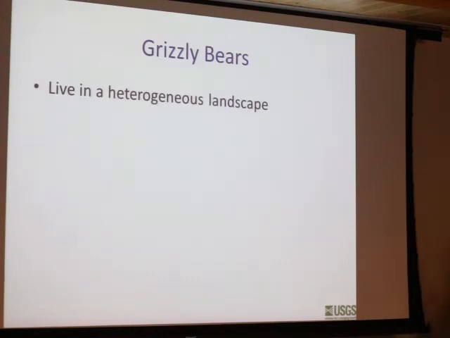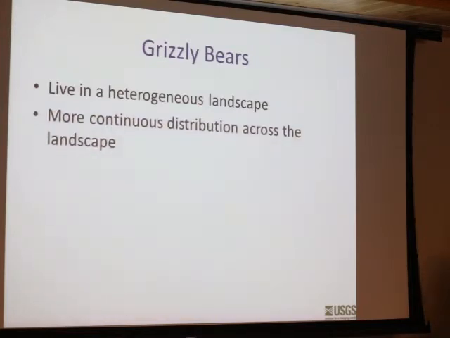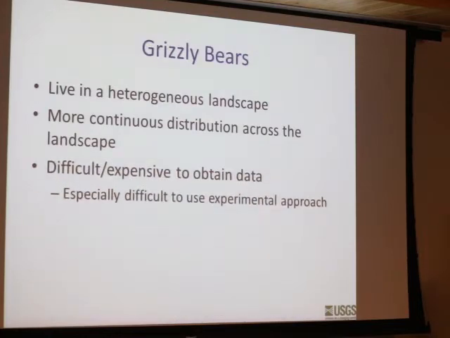So in this system, in the Northern Continental Divide ecosystem, we have these bears. They live in a heterogeneous landscape. They have a more continuous distribution across the landscape than a lot of the population models, where you have these really discrete, isolated subpopulations that are island-like. And of course, it's really difficult and expensive to obtain data. And with any animal that's listed as threatened, it's especially difficult to use any kind of experimental approach to actually get at the causative piece of it, the causes of the process that we're most interested in.